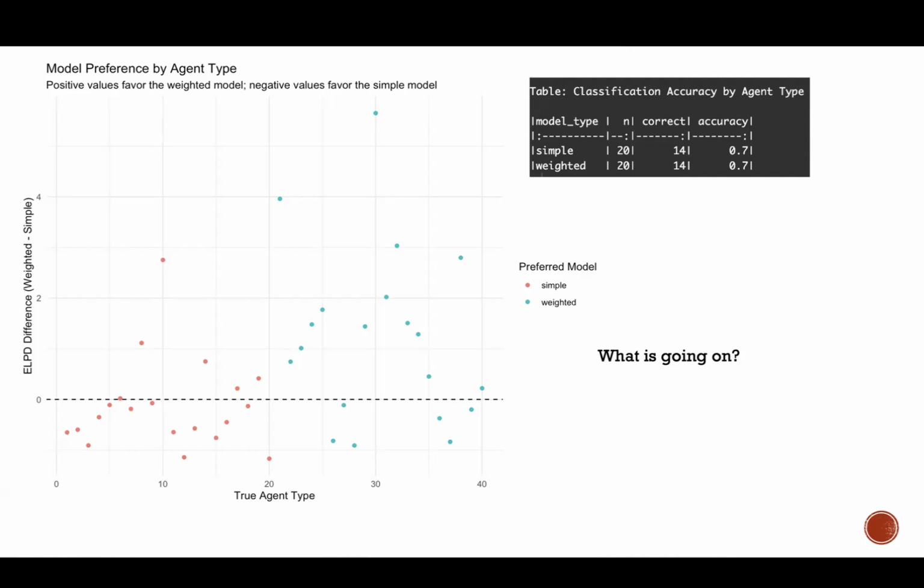Yes? If I read correctly, it seems like there are more that are under 0 in the first 20. Yeah. So the simple agent seems to be better in most mixes, and then it's the opposite. The agent is better. Yes, exactly. So we can see that there's about a 0.7 accuracy for both groups.